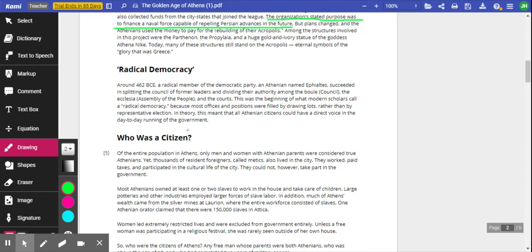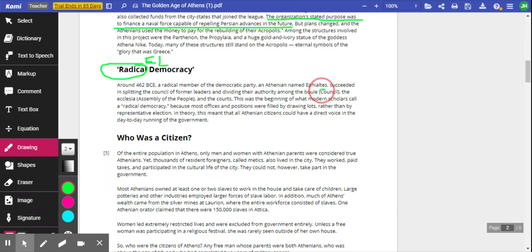Okay, this is the last section we're going to do together. Radical democracy. Right off the bat, I'm going to mark the word radical as extreme language. Whenever we see the word radical, that always catches my eye. But it is in quotes, so I'm a little bit curious why the radical democracy is in quotes, what that means. Around 462 BCE, a radical member of the Democratic Party, an Athenian named Ephialtes, succeeded in splitting the council of former leaders and dividing the authority among the boule, or the council.